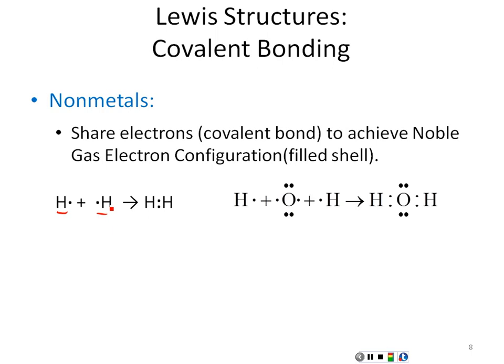When we look at water, oxygen and 2 hydrogen atoms, oxygen has 6 valence electrons, hydrogen has 1 each. They come together, they form 2 bonds, and with that, the hydrogens fill their 1s shell, and the oxygen now has 8 electrons surrounding it, 2 nonbonding pairs and 2 bonding pairs, so its octet is now filled.